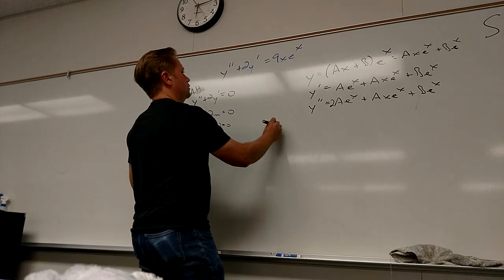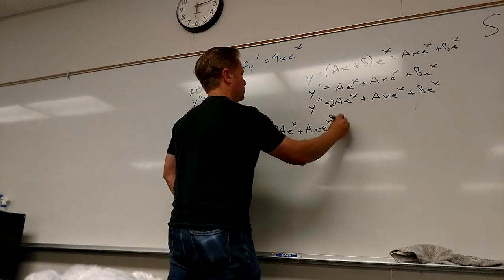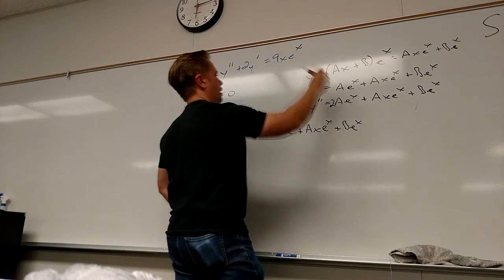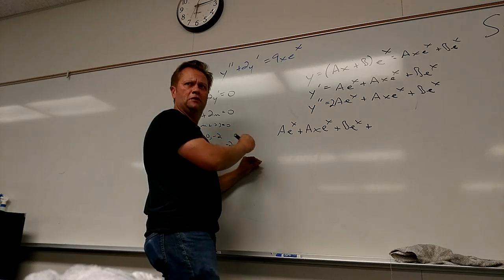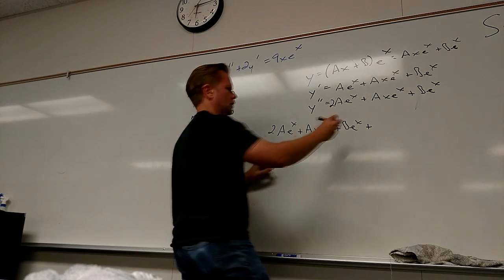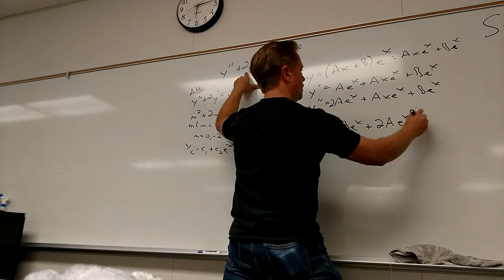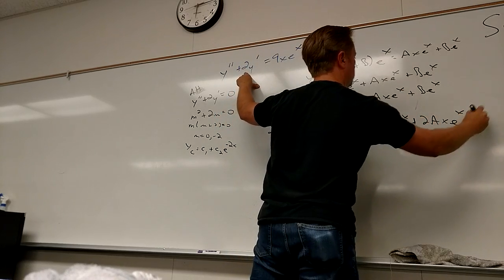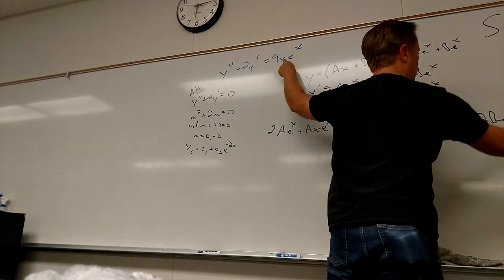So we get 2A e to the x plus A x e to the x plus B e to the x, plus 2A e to the x plus 2A x e to the x plus 2B e to the x equals 9x e to the x.